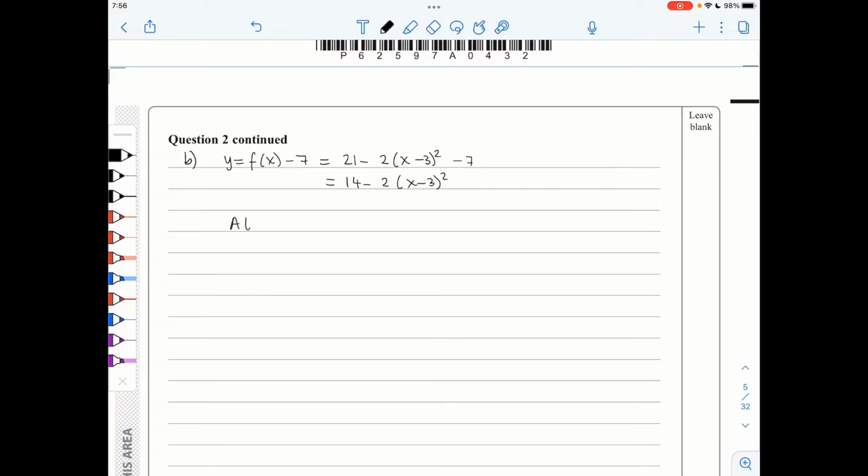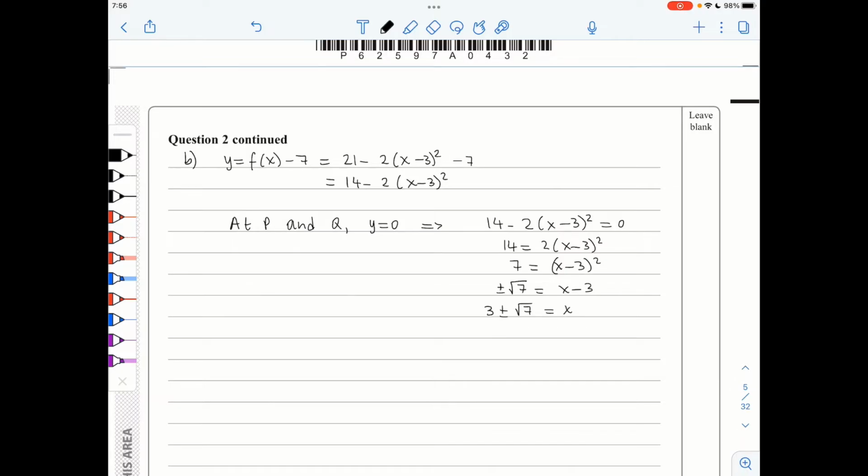Now at P and Q, the cuts on the x-axis, y is 0, which means that 14 minus 2 bracket x minus 3 squared is 0. So it's actually useful that we have put f of x in this particular form. So 14 is equal to 2 bracket x minus 3 squared. 7 is x minus 3 squared. So plus minus root 7 is x minus 3, which means that 3 plus minus root 7 is x.